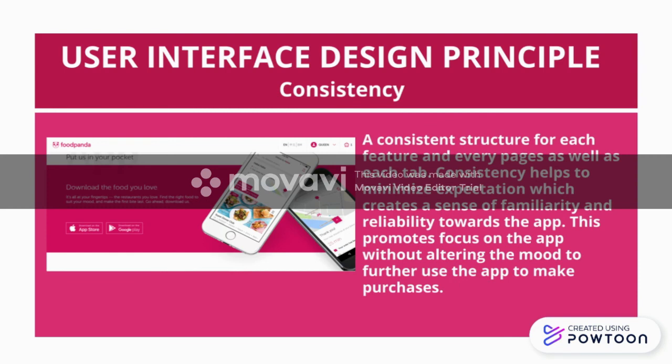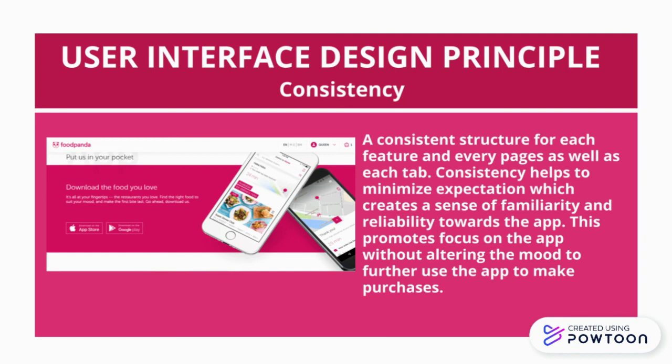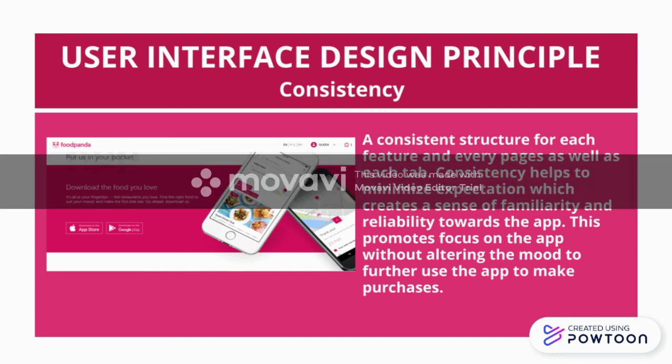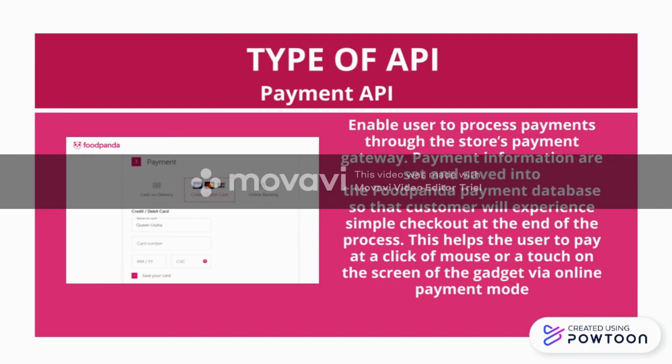Next up is user interface design principle. As such is consistency. Consistency can be seen in every structure of each feature and tabs, and it helps to minimize expectation, which creates a sense of familiarity and reliability towards the app and promotes focus on the app without altering the mode. Next is the type of API.